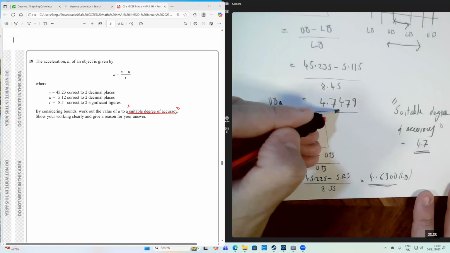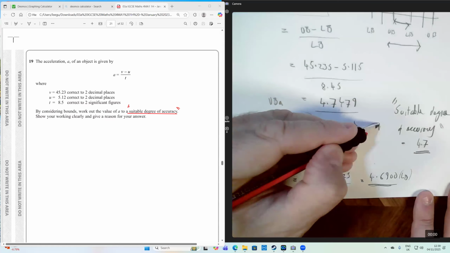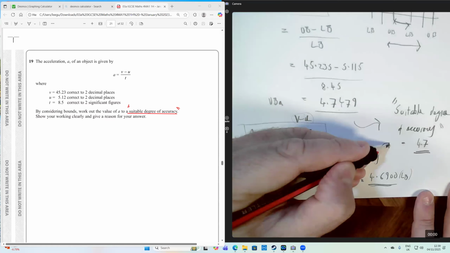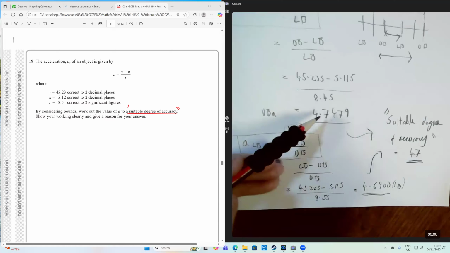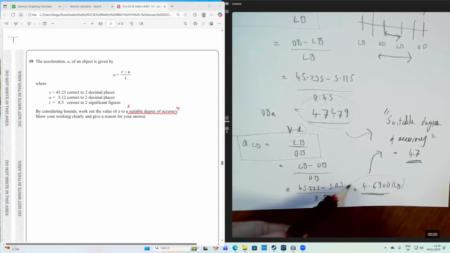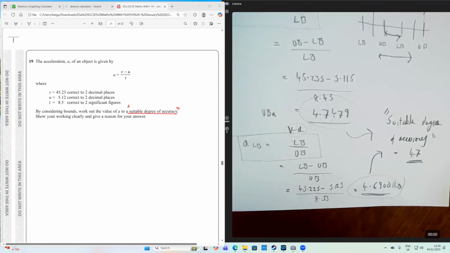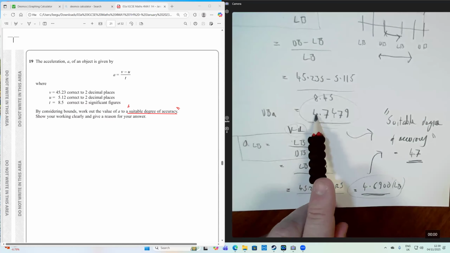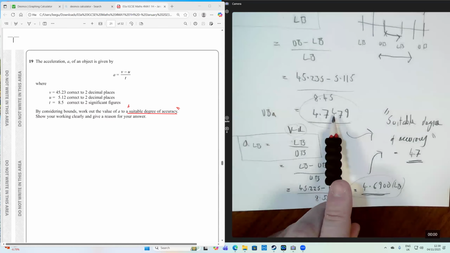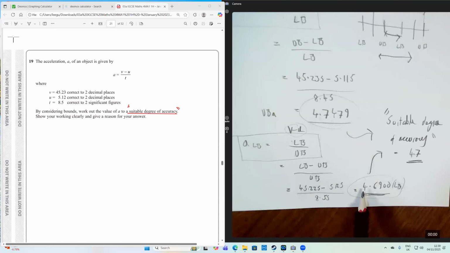So we've got our upper bound and our lower bound. Now, this is the bit that I was talking about, the quote-unquote suitable degree of accuracy. So you look at these two numbers and you say to yourself, okay, what's the greatest degree of accuracy that they both agree with each other to? Do they agree with each other to 3 significant figures? So that would be 4.75. What would this one be? 4.69. So they don't agree with each other to 3 significant figures.